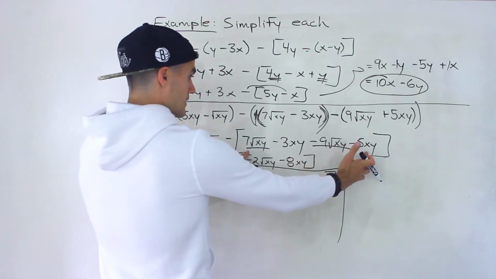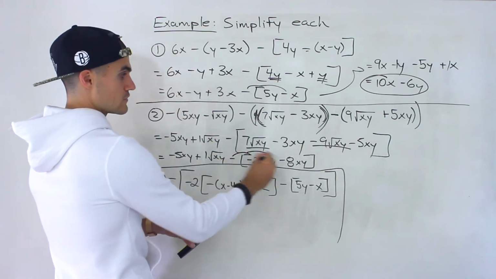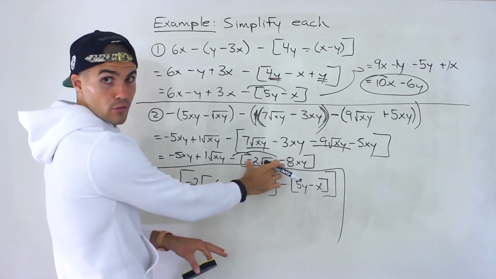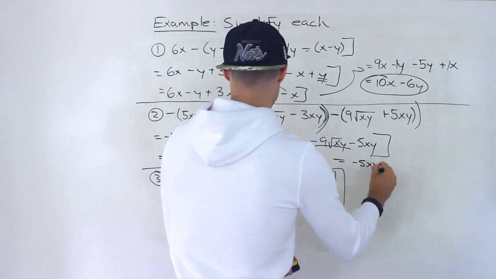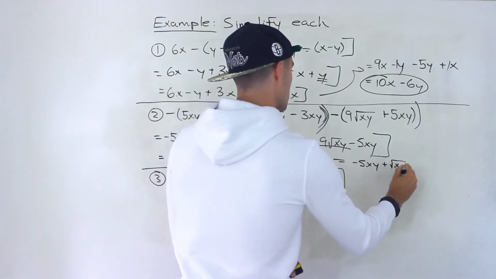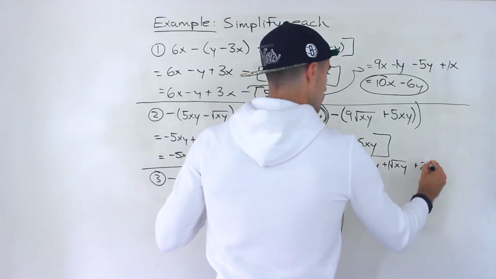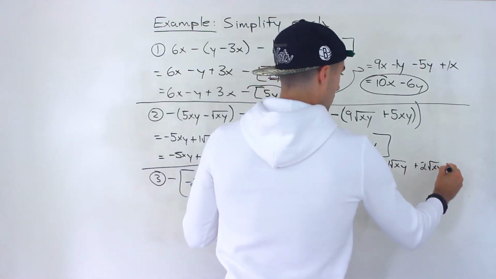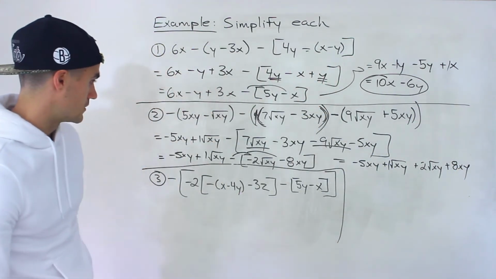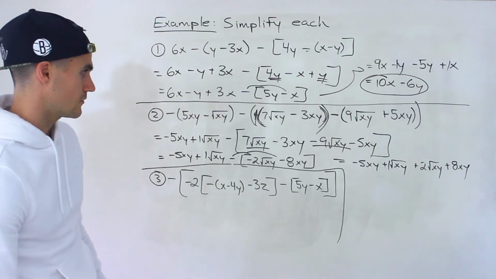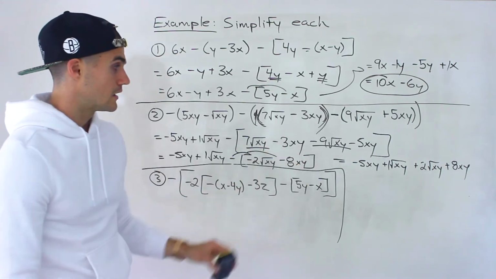So simplify this, and now we could distribute this negative inside the bracket, and so both of those signs would change. So we'd end up having negative 5xy plus root xy plus 1 root xy. This would be positive 2 root xy, positive 8xy, like that. Both of those signs change because we took that negative and distributed it inside the bracket.